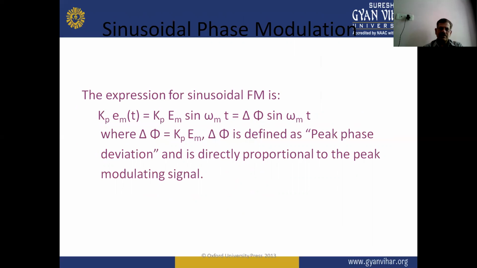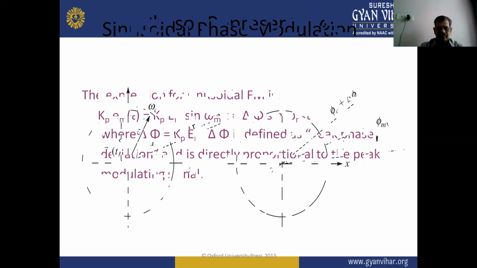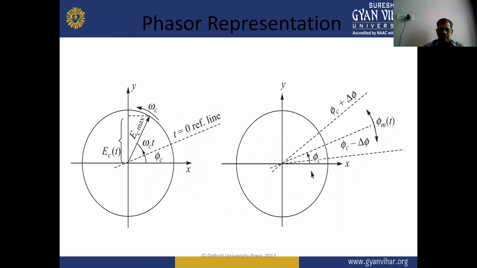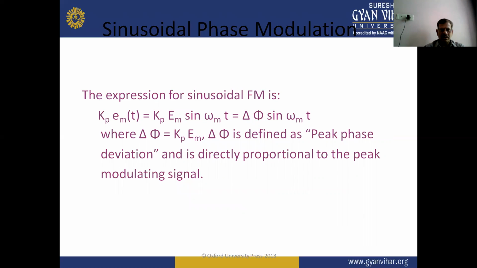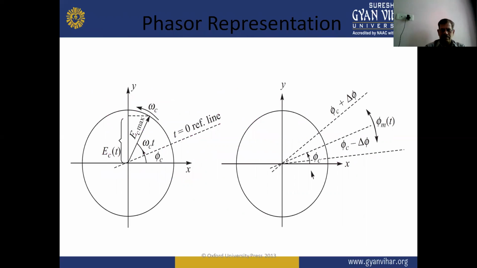The expression for sinusoidal FM is Kp Em(t) equal to Kp Em sin omega m t equal to del phi sin omega m t, where del phi equal to Kp Em, and del phi is defined as peak phase deviation and is directly proportional to the peak modulating signal. This also shows the phasor diagram of the FM systems.